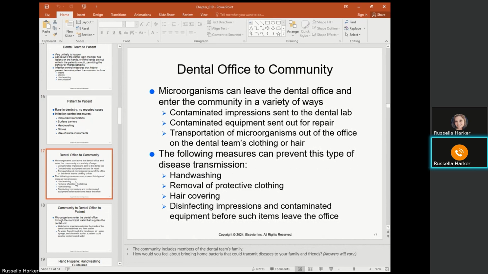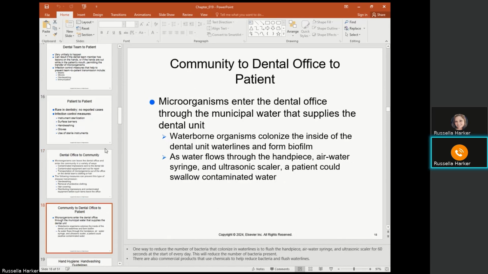So at the bottom of this slide, they have ways that you can decrease, which are just the exact same things that I just went over, is to make sure that you're hand washing, removing those protective clothings, wear those hair coverings. When they're talking about microorganisms leaving the office, they're talking about your hair again, not just your clothes, because, you know, all of that spray in the air, it's landing in your hair. So dental assistants more and more now are wearing surgical caps or bouffant caps on their hair because they don't want that spatter in their hair.